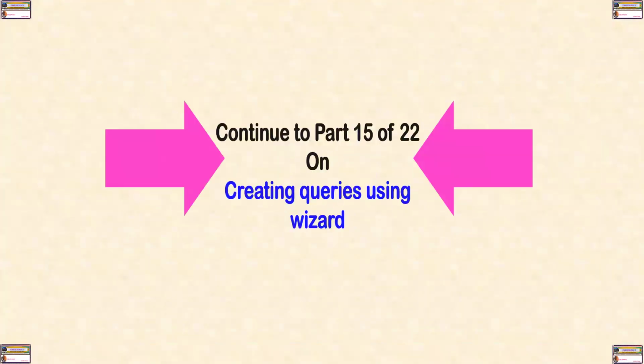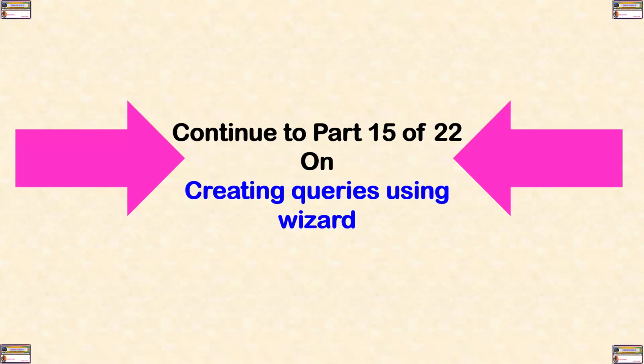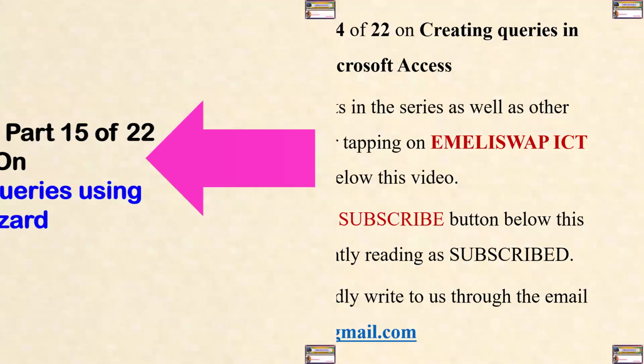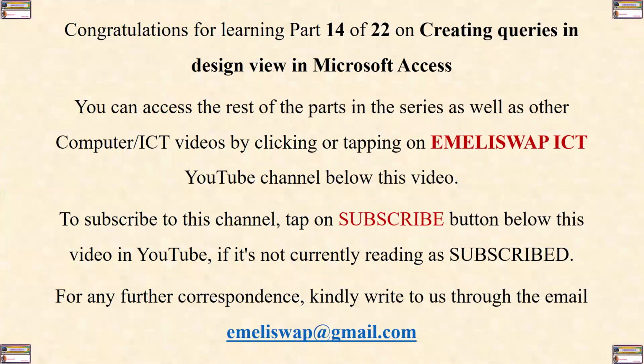And with that, my dear students and the rest of the learners, we have come to the end of part 14 of this series. You can continue to part 15 of 22, in which you are going to learn how to create queries using Wizard. Congratulations, therefore, for learning part 14 of 22, in which we have learned about creating queries in Design View in Microsoft Access.